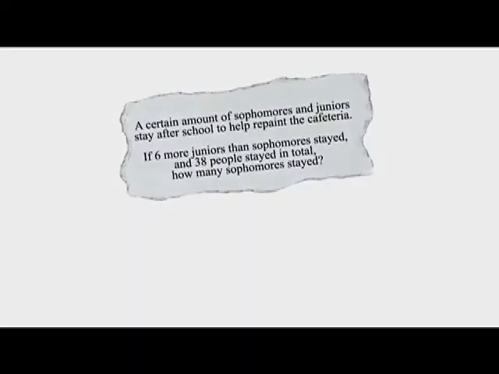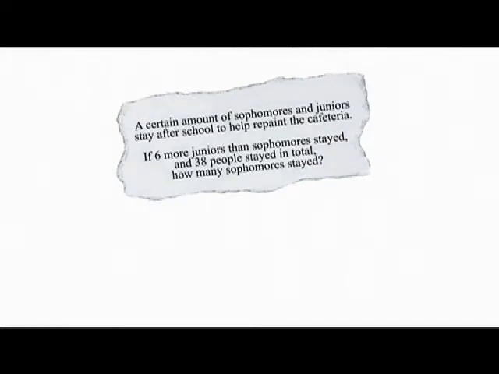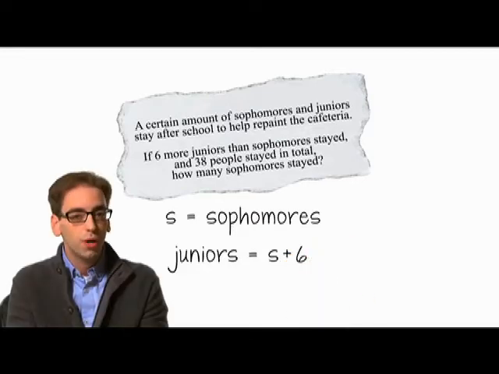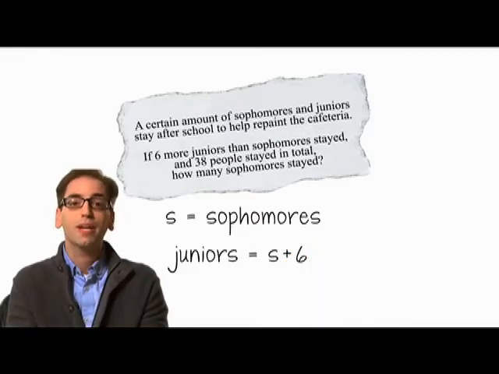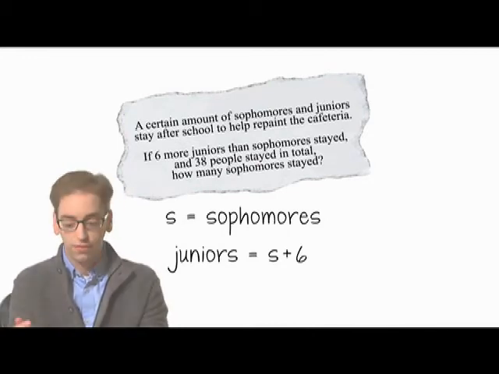A certain amount of sophomores and juniors stay after school to help repaint the cafeteria. If 6 more juniors stayed than sophomores and 38 people stayed in total, how many sophomores stayed? If you call the number of sophomores S, see if you can solve. If you call the number of sophomores that stayed S, you can call the number of juniors that stayed S plus 6. This is much better than calling them S and J, because now everything is in terms of the same variable. So set up the equation and solve.